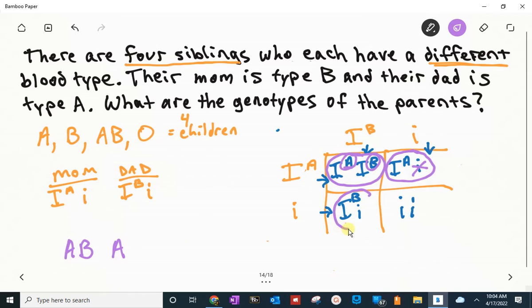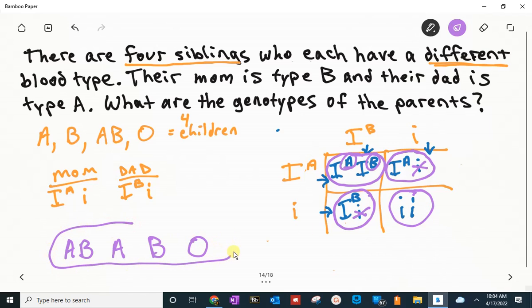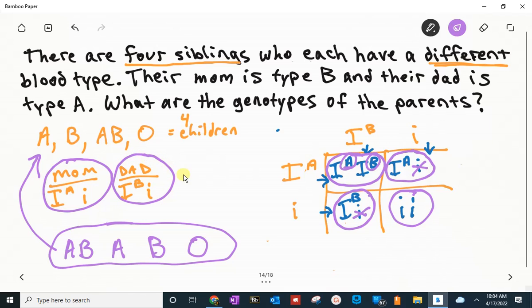And then down here, we have a dominant B canceling out the lowercase i, so that's just going to give us a blood type of B. And down here, we have 2 homozygous recessive, type O's, so that's going to give us type O blood. And are these the children we're looking for? Yes, they are. It's one of each of the 4 blood types. So the mom is going to have a dominant A and a recessive O, and the dad is going to have a dominant B and a recessive O.